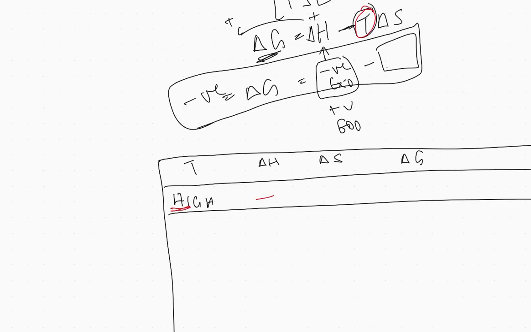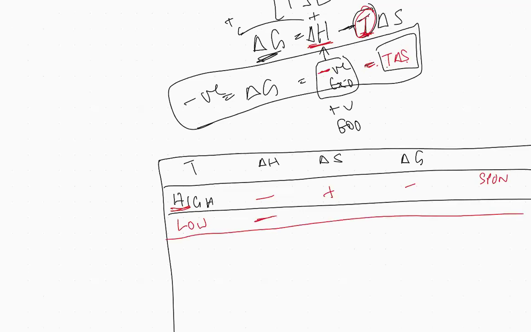You can say when delta H is negative, T's value is high, and delta S is always positive, because if it was negative it becomes positive. So that's right. Then this is spontaneous. Okay. Now, if you have a low temperature, which means this T is going to be low, but still delta H is negative and delta S is positive, then this is negative. You can say it is spontaneous.